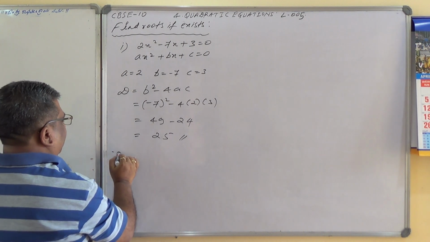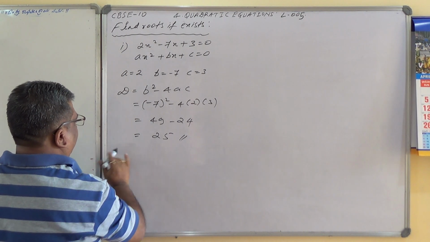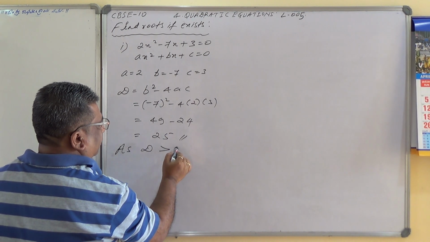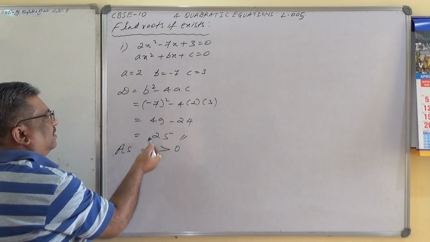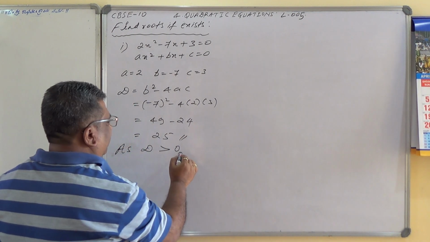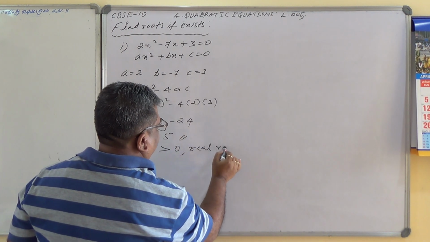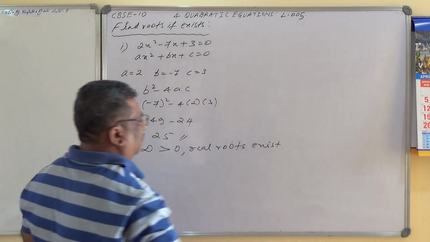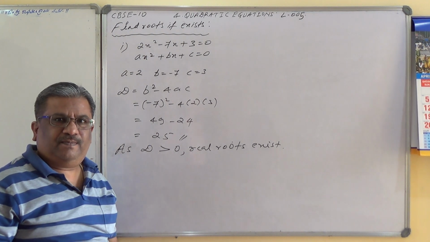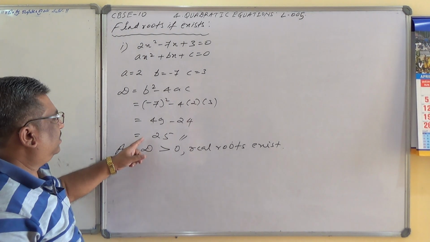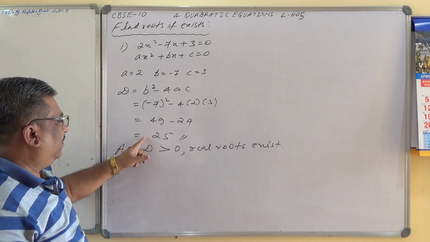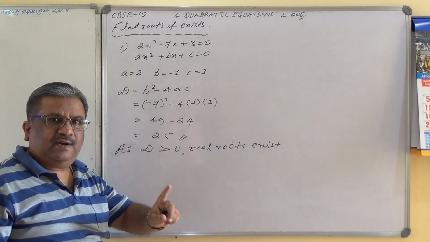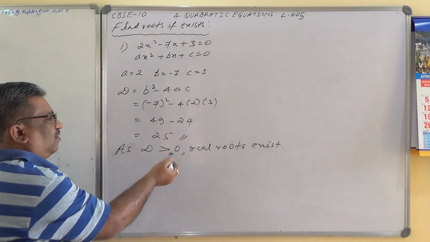So therefore, as d is greater than 0, is it not? As d is greater than 0, real roots exist. And therefore I can solve this equation now. See here, d value is 25. Therefore I can very well say the roots for this quadratic equation exist, which are real numbers. And therefore I will solve them.